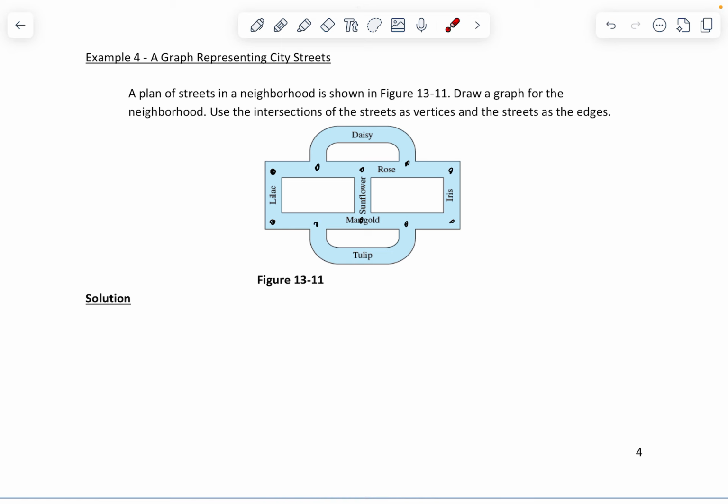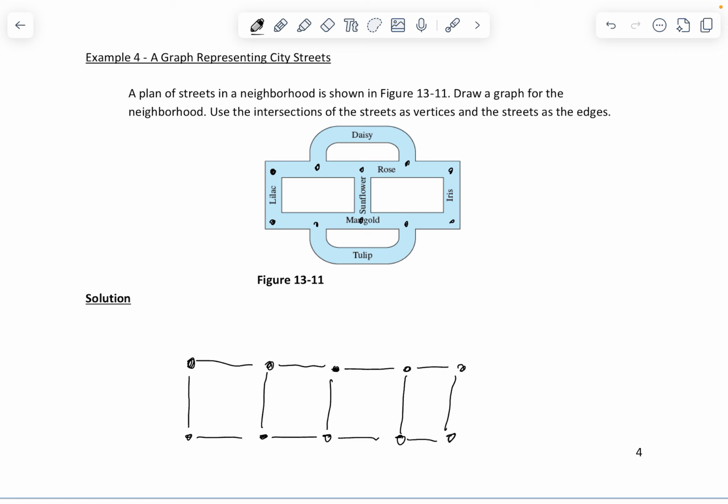So my graph will have a total of 1, 2, 3, 4, 5, 6, 7, 8, 9, 10 vertices, and then the roadways represent the edges, right? So just sketch this in. 1, 2, 3, 4, 5, 6, 7, 8, 9, 10. Those are my vertices, and then the edges are represented by the roadways.